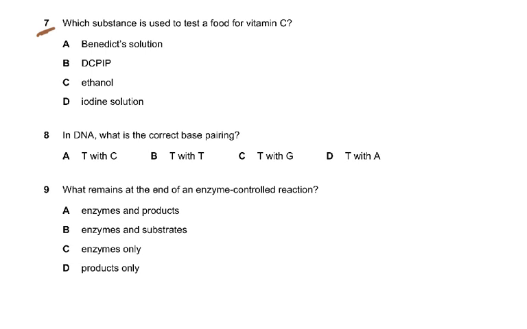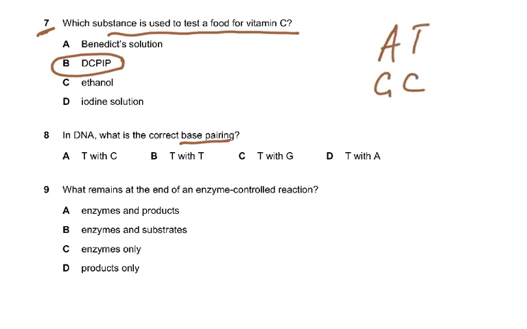A simple direct question, which substance is used to test a food for vitamin C? We all know that it's DCPIP. Then in DNA, what is the correct base pairing? You see, the base pairing is ATGC. I always tell you to remember it's at government college. So it's either A here, or you can have the T here and the A here, or you can have the C here and the G here. So it's ATGC. It can't be anything else.